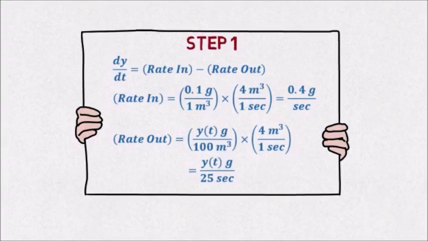Step 1. We must calculate the value for rate in and rate out, and then substitute it into the formula of dy/dt equals rate in minus rate out. So for rate in, 0.1 gram per meter cubic multiplied by 4 meter cube per second is equal to 0.4 gram per second, whereas the rate out is equal to y(t) gram per 100 meter cubic multiplied by 4 meter cube over 1 second, which is y(t) gram per 25 second.